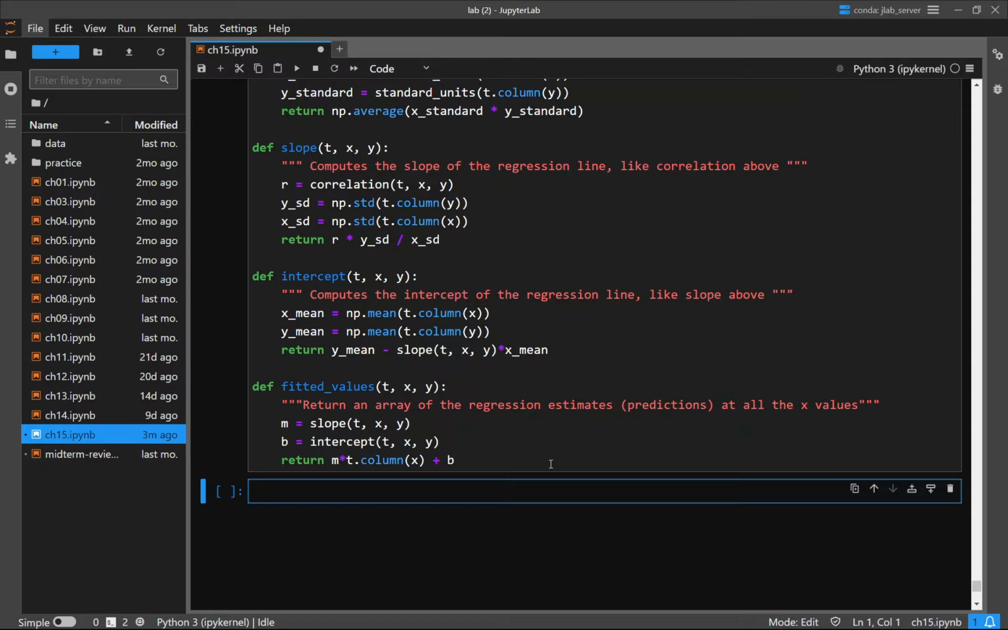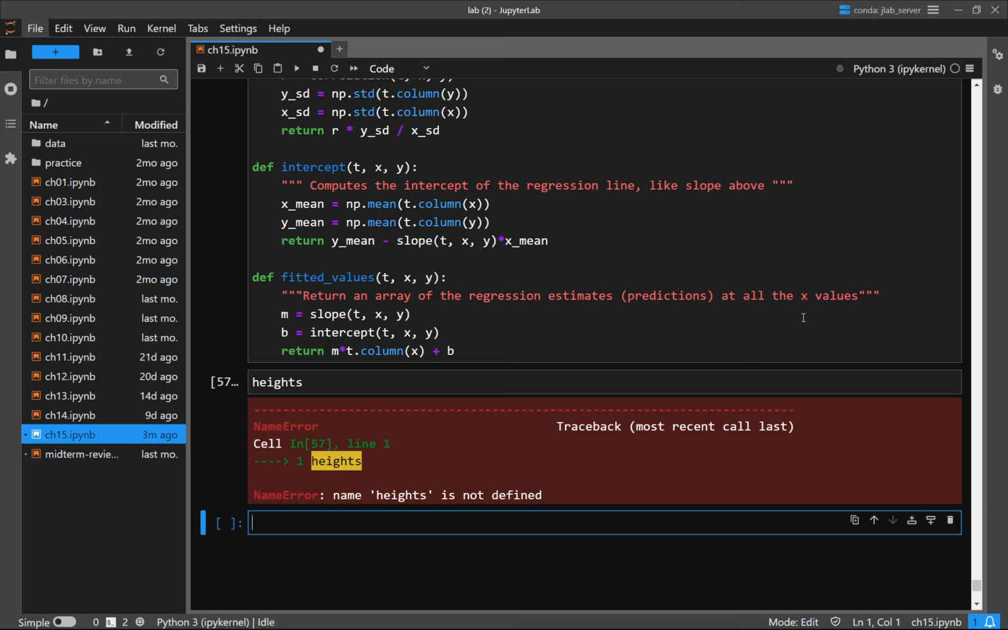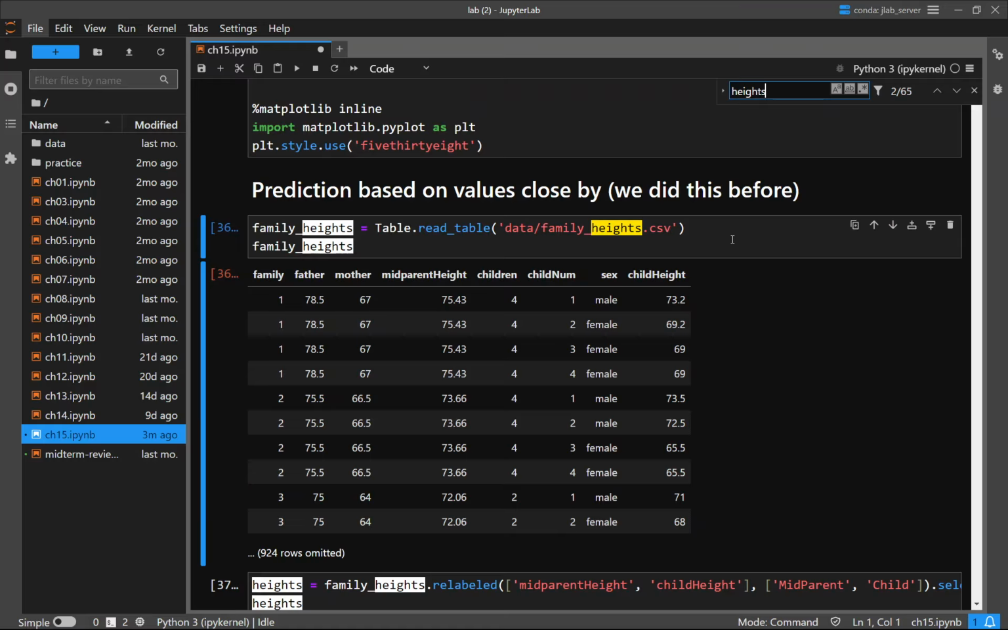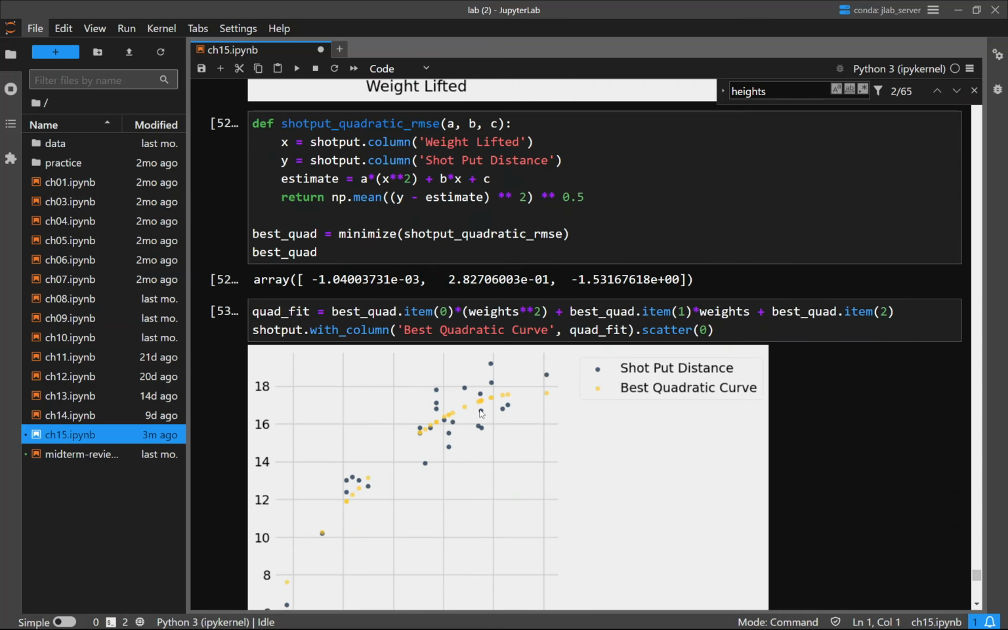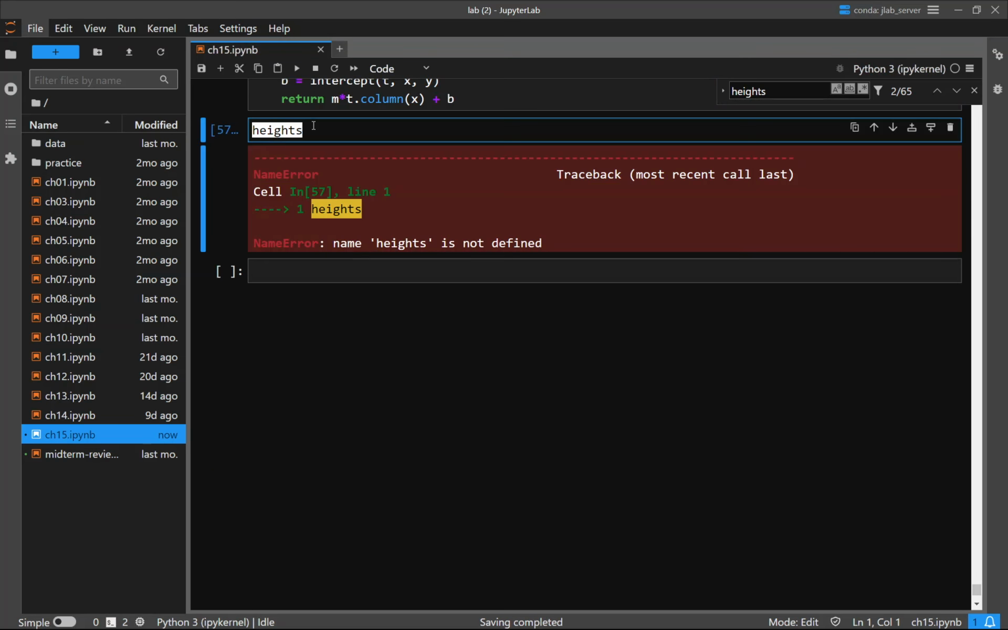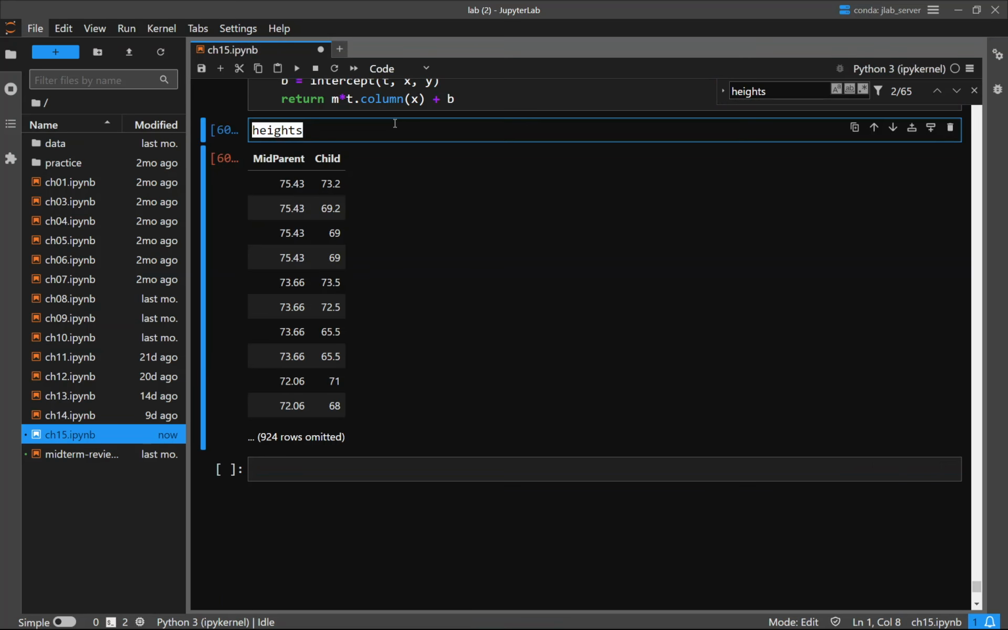So let's go back to, do I still have a heights table? No, I don't. Where did I include that? There it is. So it's family heights, all these things. Here, let me recreate these. There's my heights table, all the way back down here. There we go. So here are my heights. We have mid-parent, and we're going to try to use that to predict the child height.